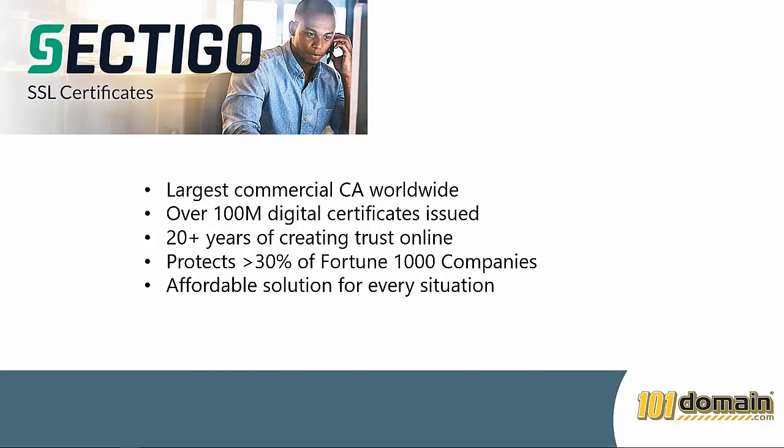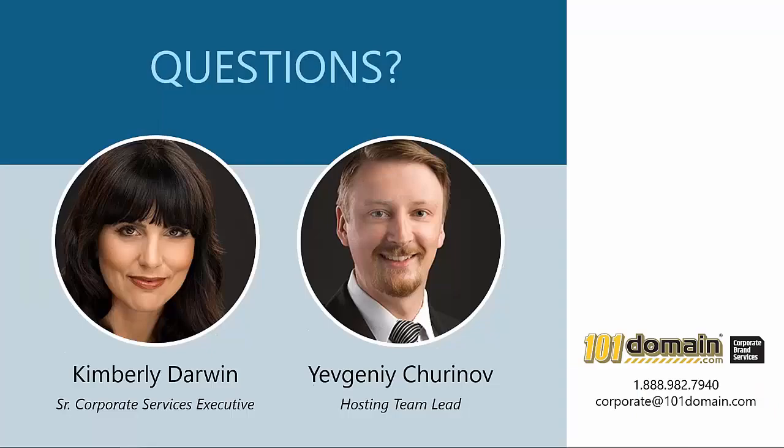They're the largest certificate authority worldwide. They're formerly known as Comodo, but they've rebranded as Sectigo. They have over 100 million digital certificates issued, and they've been in the market for over 20 years. So most of the big companies use them, and they have a lot of different products for every situation, from the more simple DV to the more advanced ones.